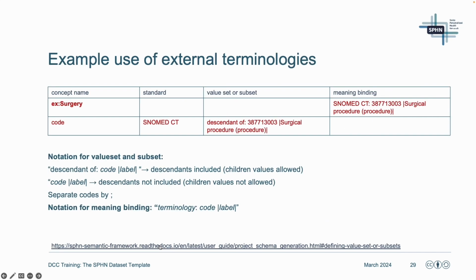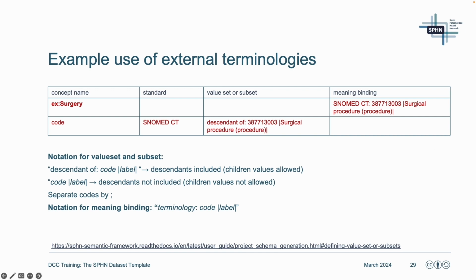Another element that you need to pay attention to is the use of external terminologies. You can refer to them when you would like to provide a meaning binding to a concept. So when a project-specific concept has the same meaning as an element defined in an external terminology, you can simply add this external code to the meaning binding column. In this example, you can see that the surgery concept that the project is defining is actually the same thing as defined with this SNOMED CT code of surgical procedure. So we connect these two and state that they have the same meaning.